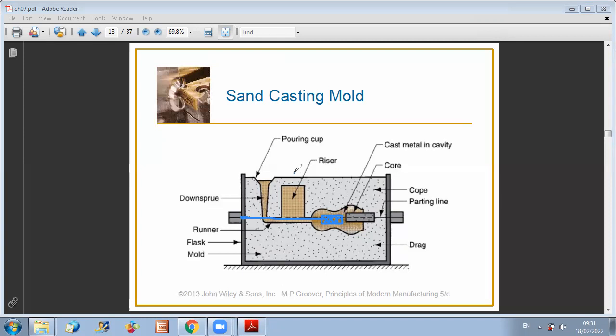So now when you fill your cavity, molten metal will be distributed around this core, and at the end, when you have solidification, you will have a certain hole or a slot produced within your final product.